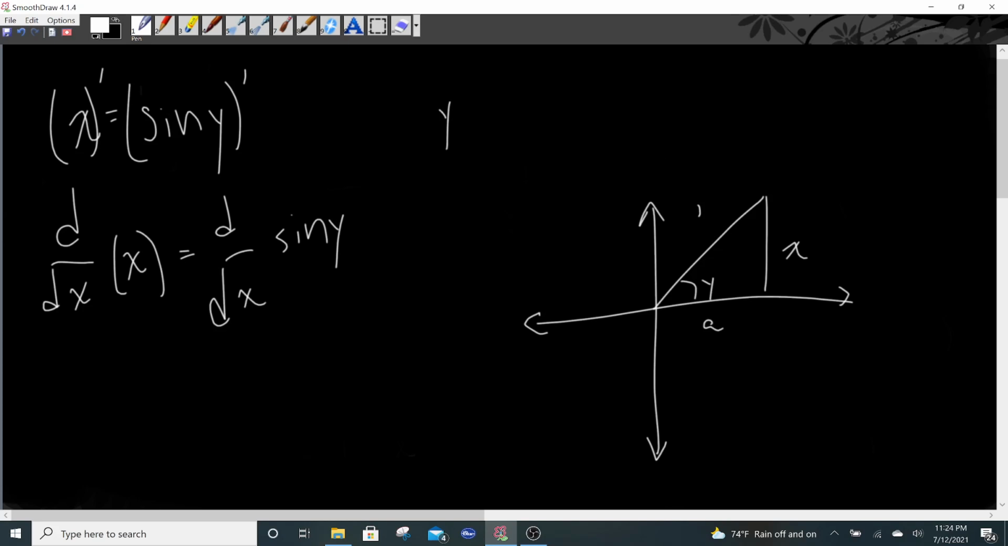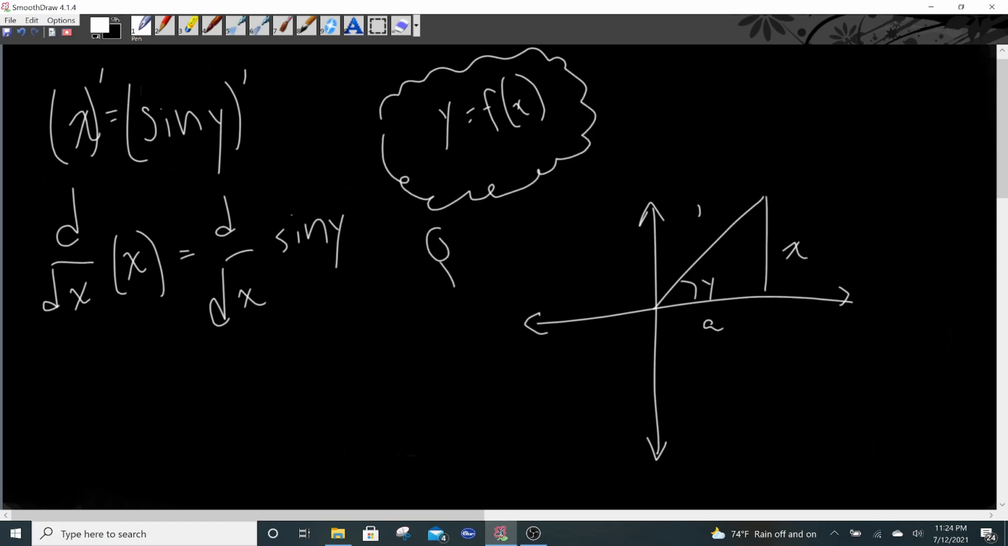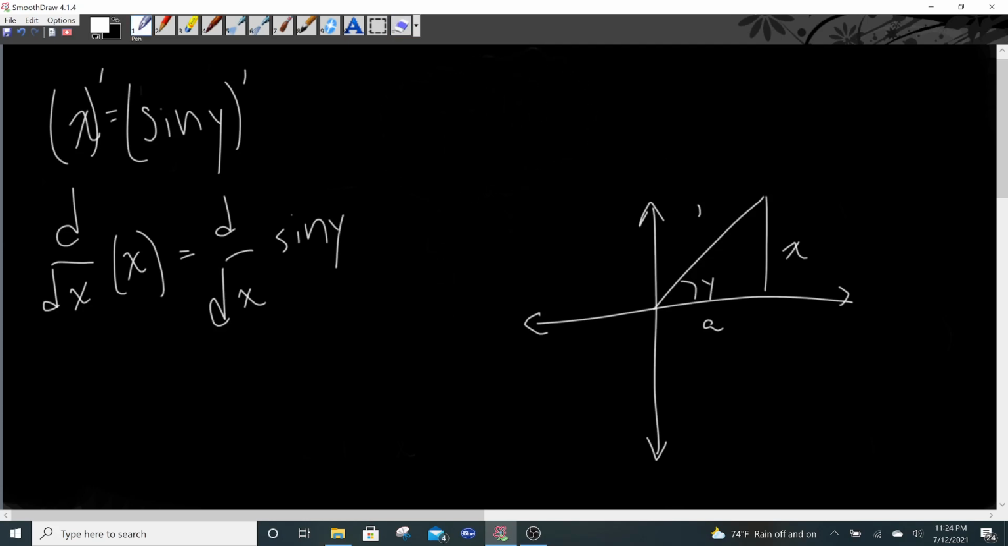We are going to say that y is a function of x, but this is just in our imaginations. We're not going to explicitly define y as a function of x, because that's what we're trying to find the derivative of. Not that, but sine inverse x. If we were to explicitly define y as a function of x, then we would never be able to find this derivative. So we're going to have to use implicit differentiation.